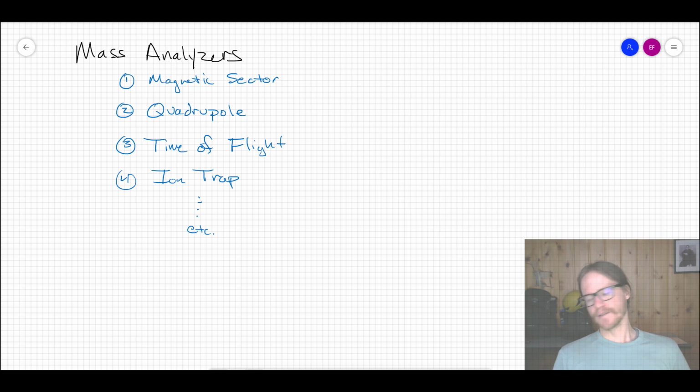So again, this is not an exhaustive list. Mass spectrometers are very diverse depending on the type of analyte that you're attempting to separate and measure. But I'll list some of the more common ones.